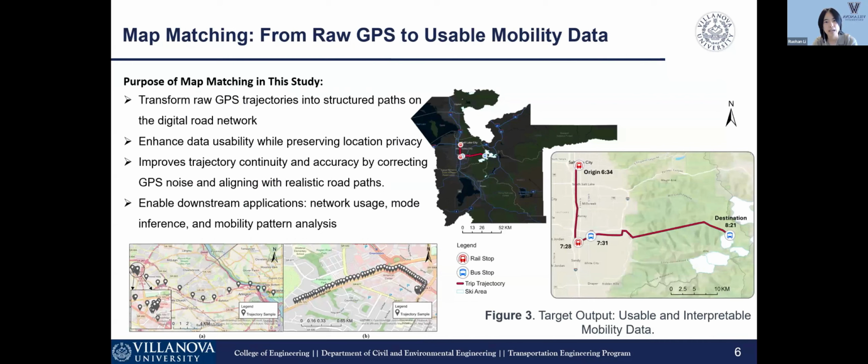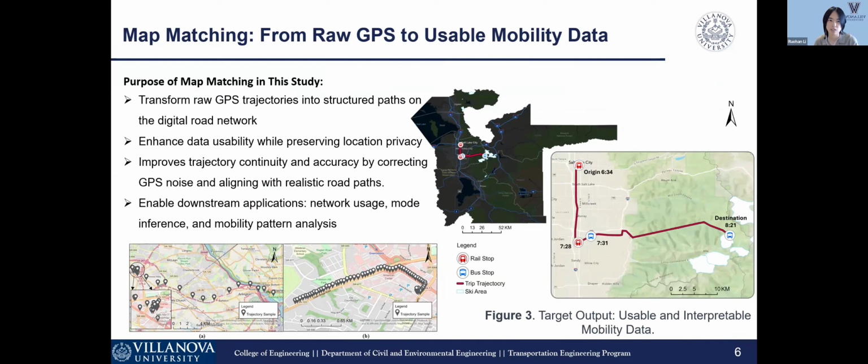In our case, we apply map matching to turn the raw messy LBS data into structured, usable mobility data, while also preserving user privacy. As shown in figure 3, we can reconstruct the complete transit trips on the road networks and identify which station the user actually used. The output is clear and interpretable. It's ready for further analysis, like mode detection, travel behavior, and network performance.